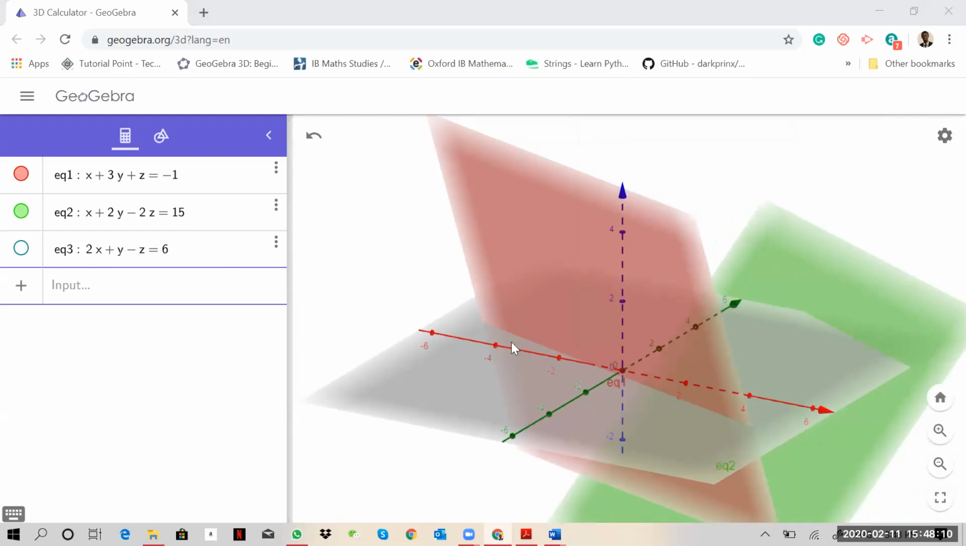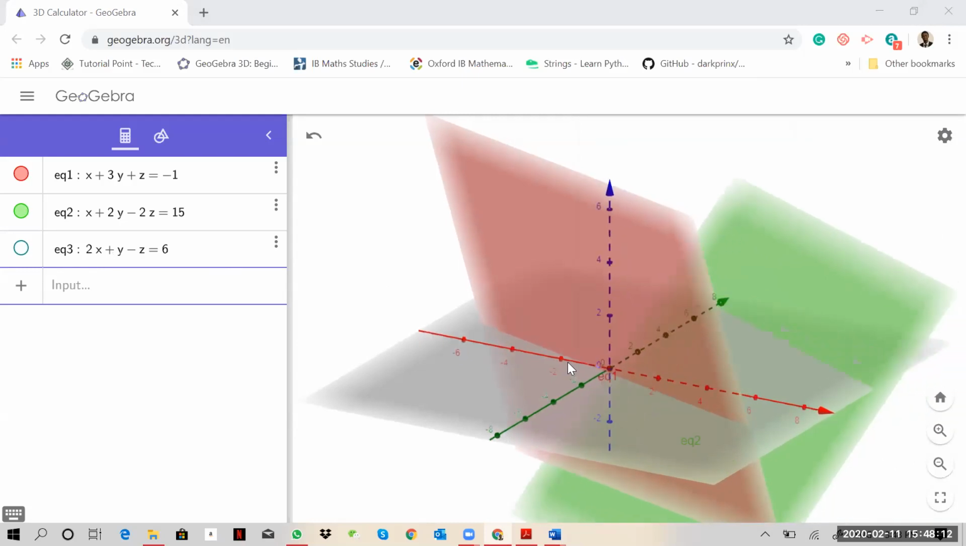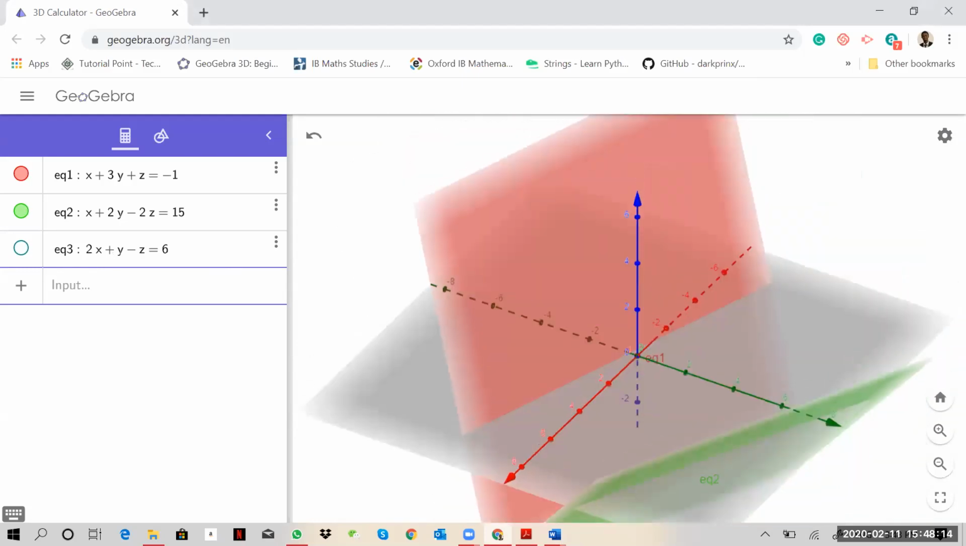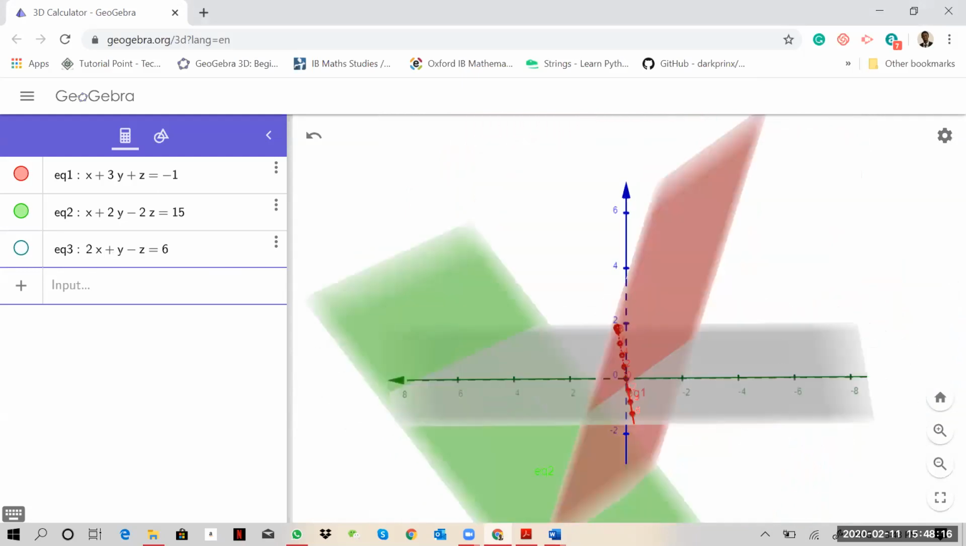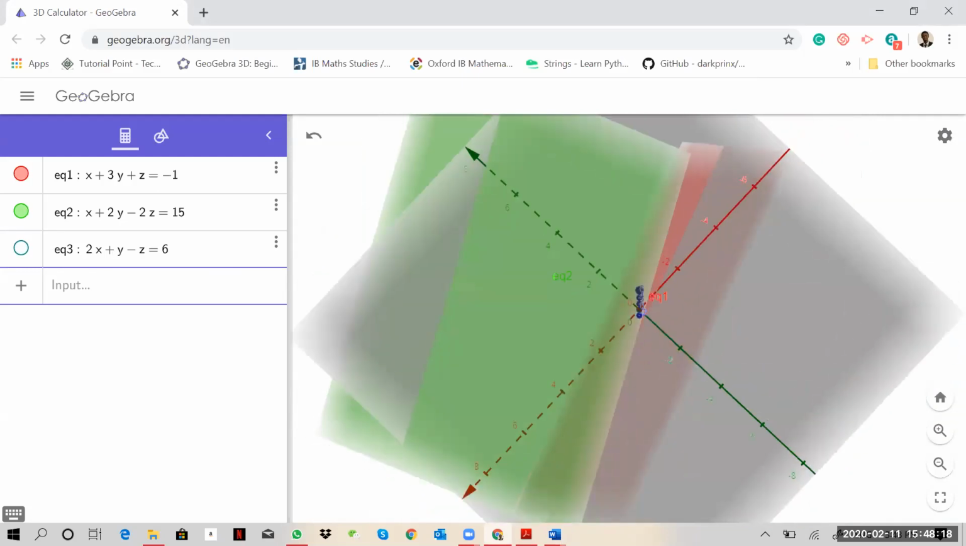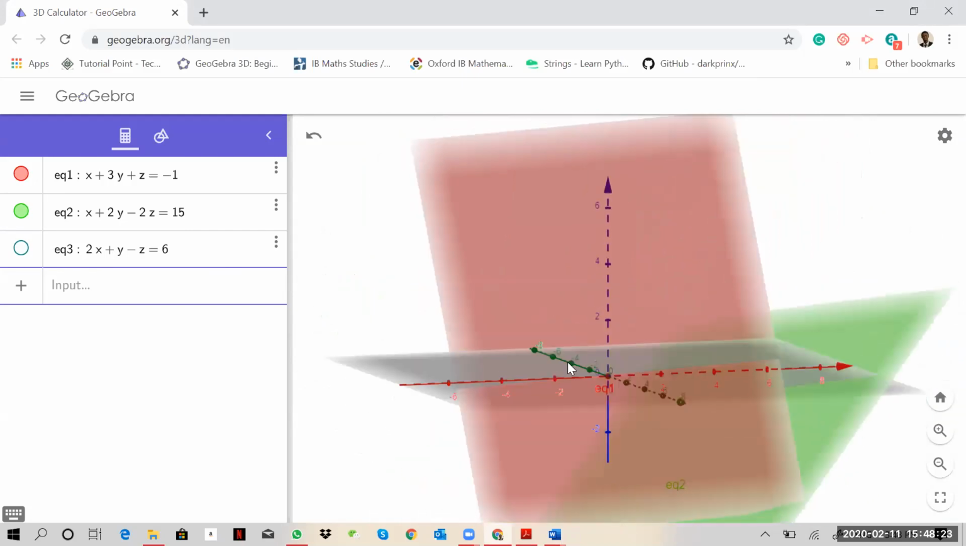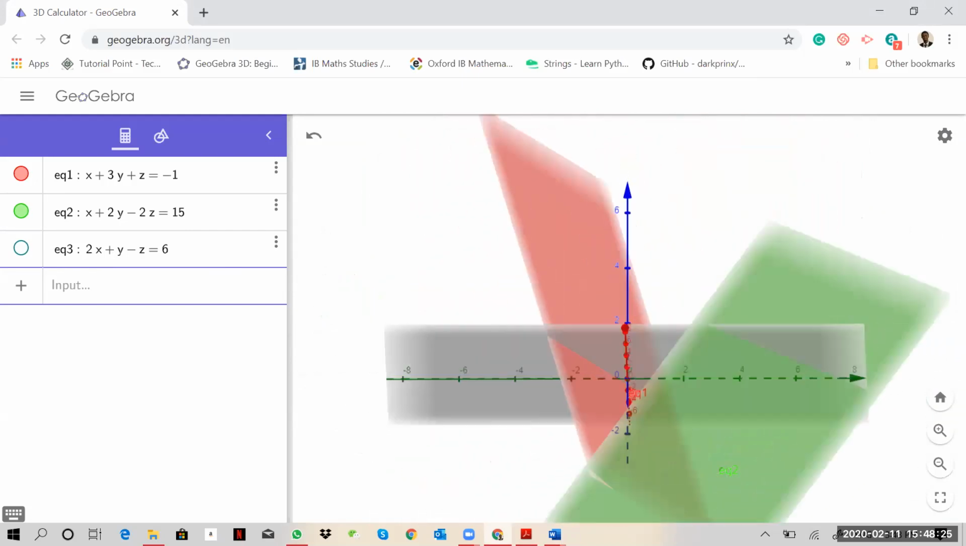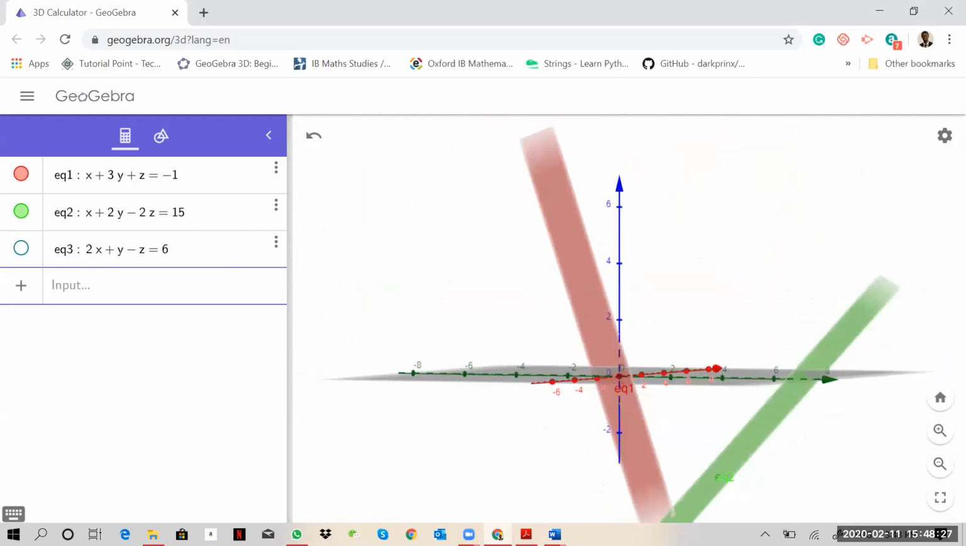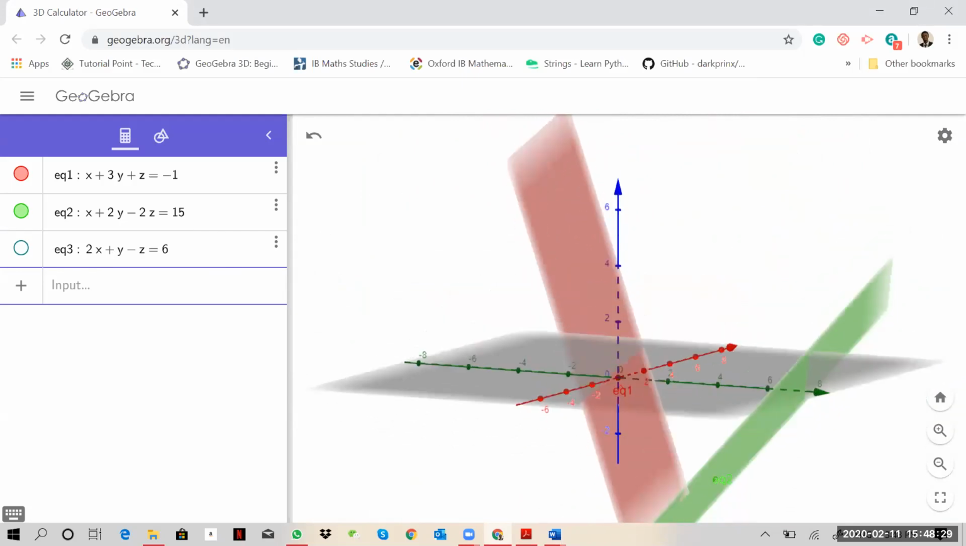Everybody can see my screen. So these are the 3 planes. Okay, so I'm going to turn it around. Of course, you can move it around. So this is where they meet. Let's see where the 3 meet. Where can we see that? The 3 don't seem to intersect.